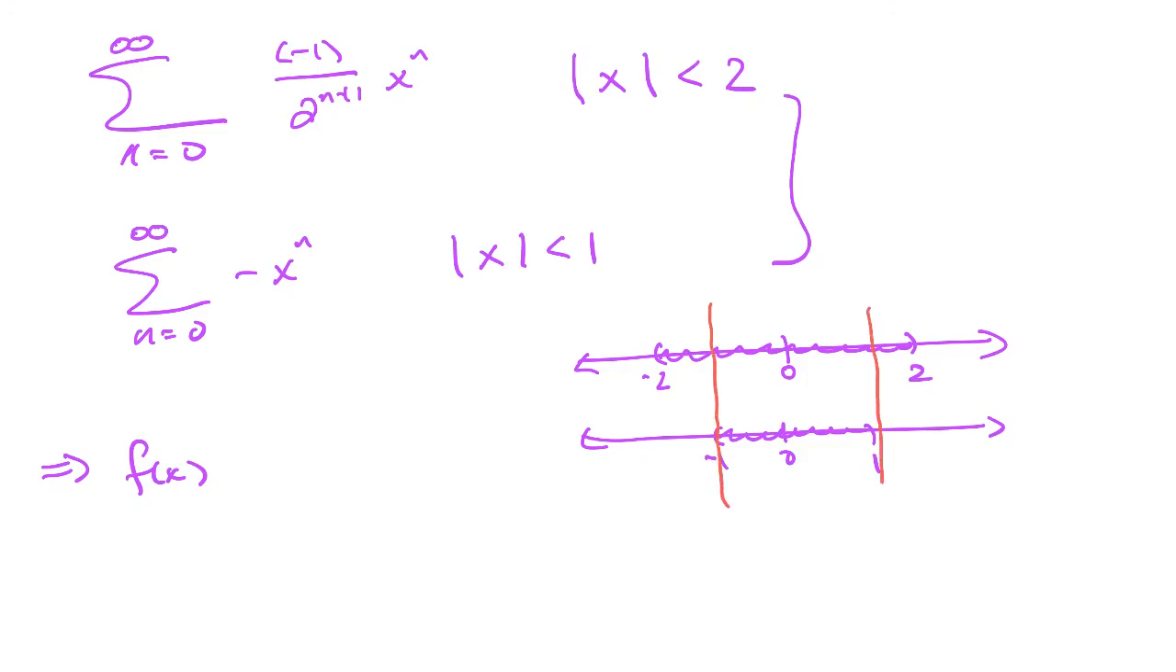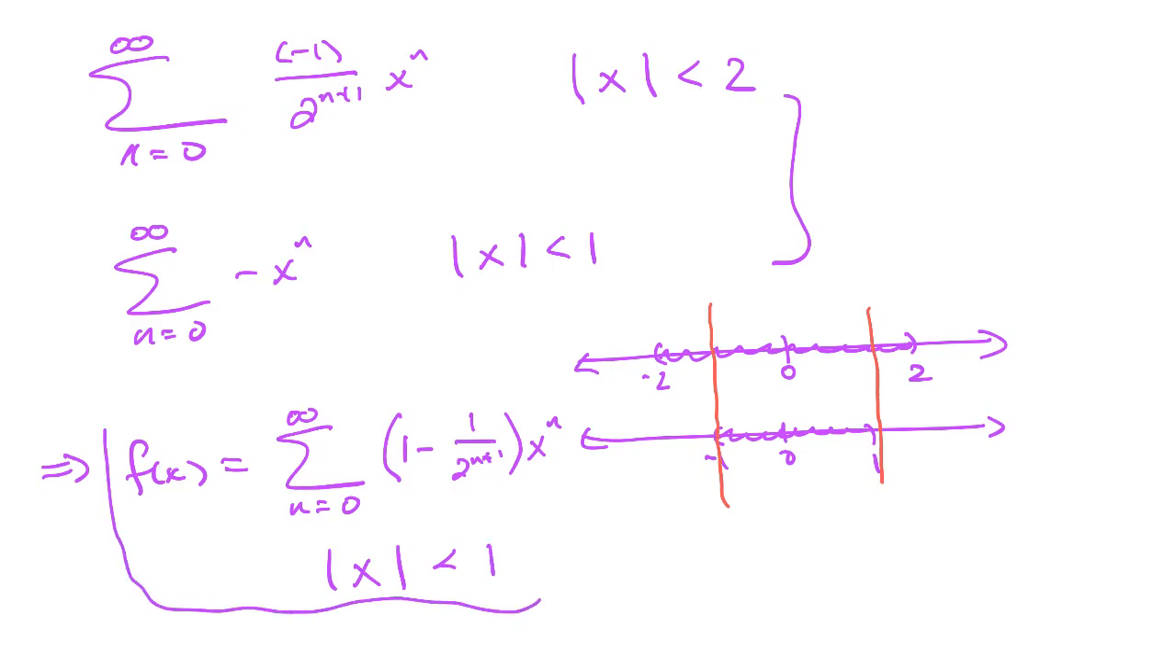And so I can only take the x values that work for both power series at the same time. And so in this case, I go with the more restrictive interval, and so my radius of convergence is going to be for the sum n equals 0 up to infinity of 1 minus 1 over 2 to the n plus 1 times x to the n. This is going to work for the absolute value of x less than 1. And so we've got the radius of our power series and where this function is actually going to be equal to that value.